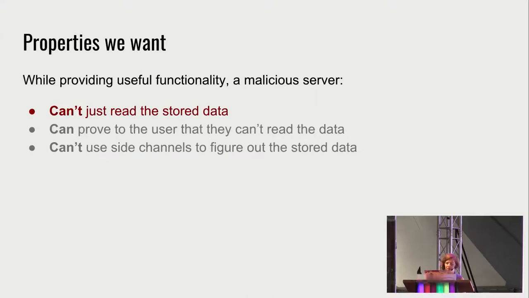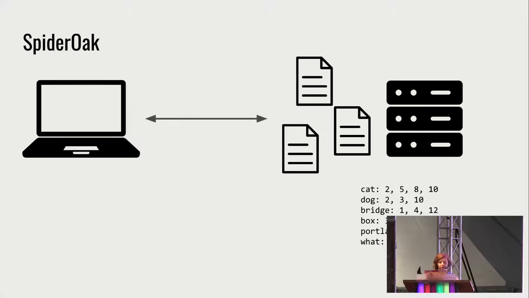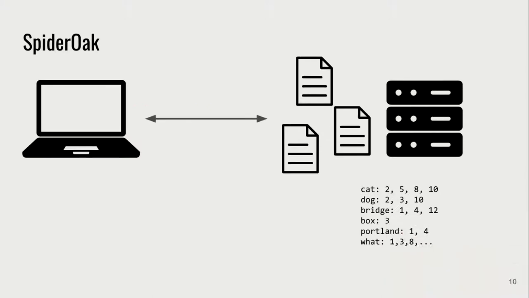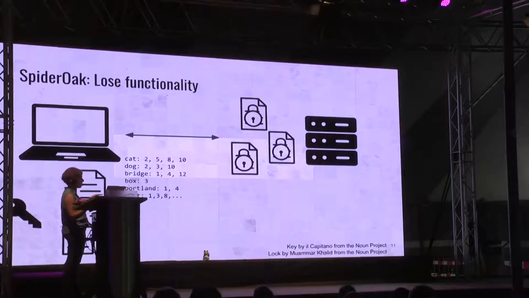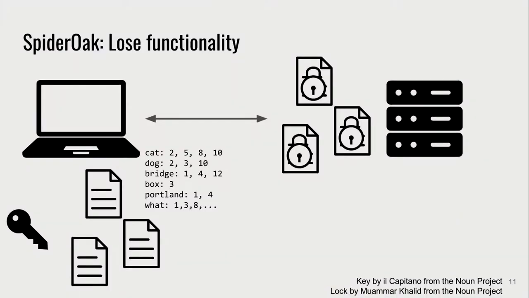Let's talk about not being able to read the stored data and how we might achieve that very simply. So this is what Spider Oak does. It's kind of like Dropbox, but encrypted. The way it works is you have documents on a server, and where previously you might have wanted to do this search operation server side, in Spider Oak, you can't do that anymore because when the documents are encrypted on the server, you lose the ability to have the index on the server, so the server needs to be local, and all the computation needs to be done locally. You can keep the key on your laptop and be able to provide a secure storage space, but you lose that functionality.